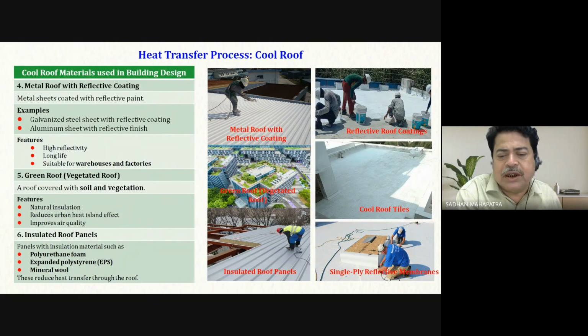Now, if we put this kind of roof panels where the insulation is inside the steel sheet, obviously the heat gain through the roof will substantially reduce. This is cool roof tiles, where tiles are placed on the roof. This is the reflective roof coating which is painted or coated on the roof. And these all basically try to reduce the heat gain inside the roof.